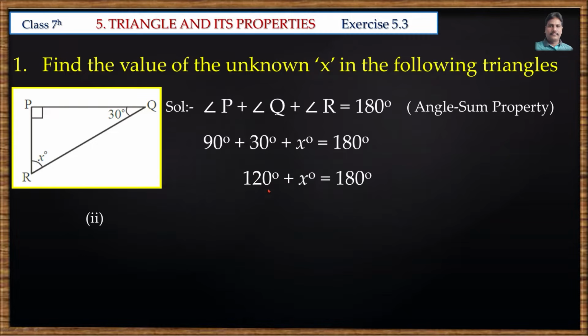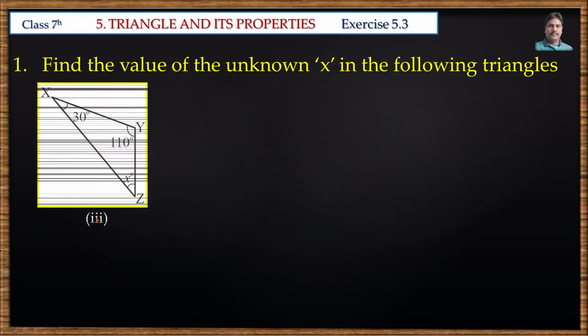Let us transpose this 120 to the right side, it will become minus 120. So, x is equal to 180 minus 120. This will become 60 degrees. So, x is equal to 60 degrees. This is the value of x.